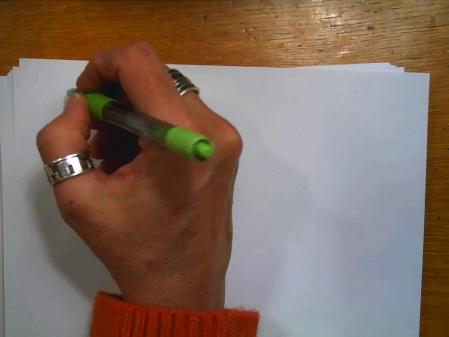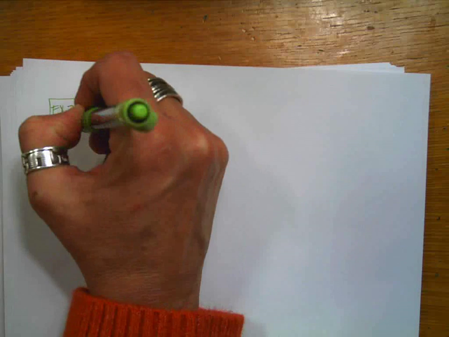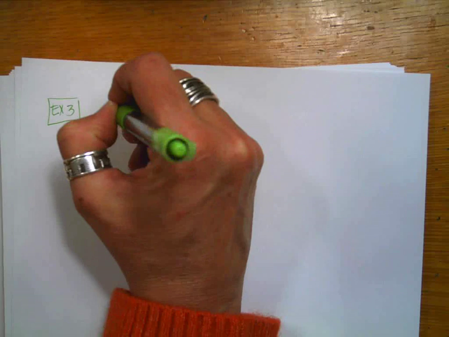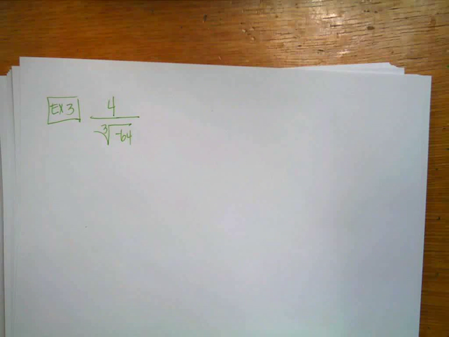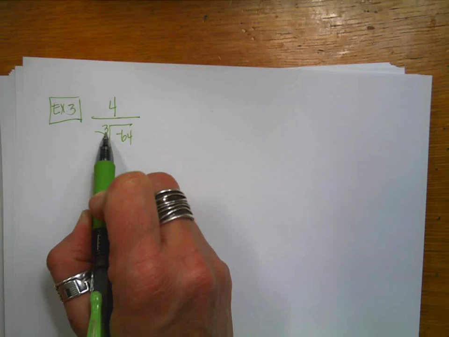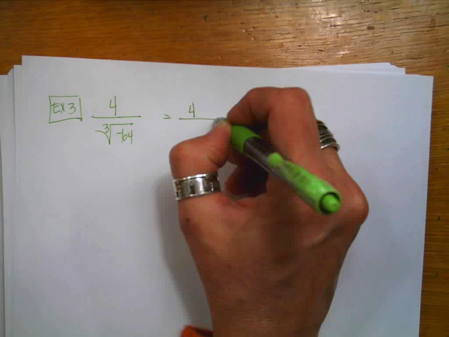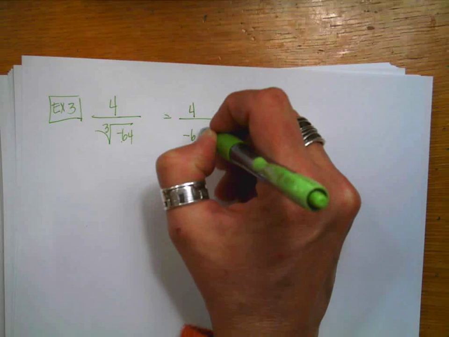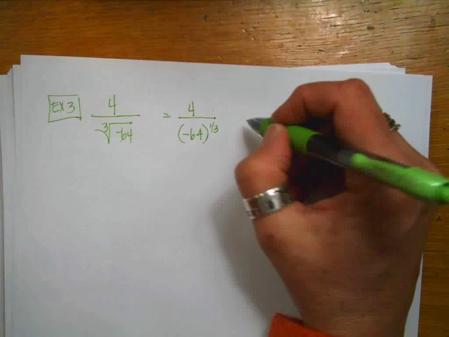Alrighty, then the last example for the day, nice short video today, would be 4 over the third root of a negative 64. So it's just a calculator exercise. This is the third root. 3 is odd, so that means that this is possible. So I'm going to rewrite this as 4 divided by a negative 64 raised to the 1/3.